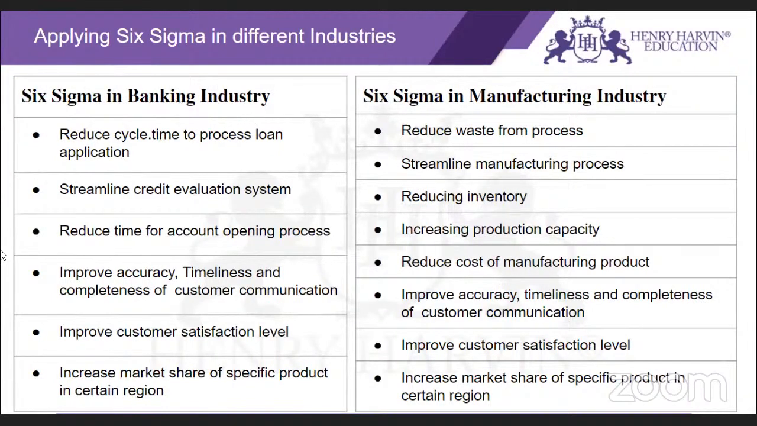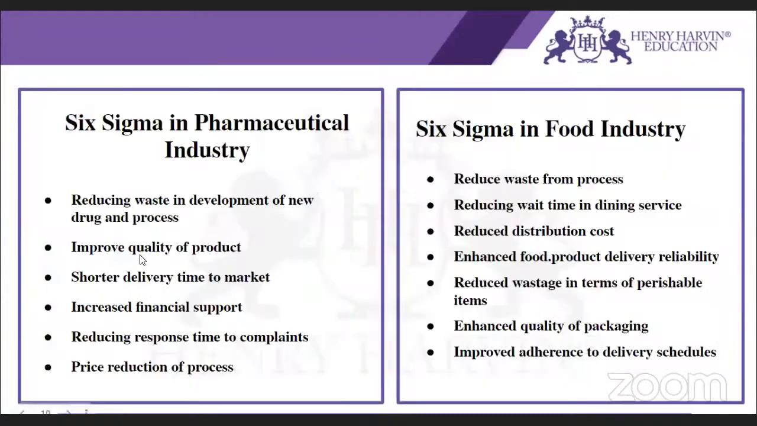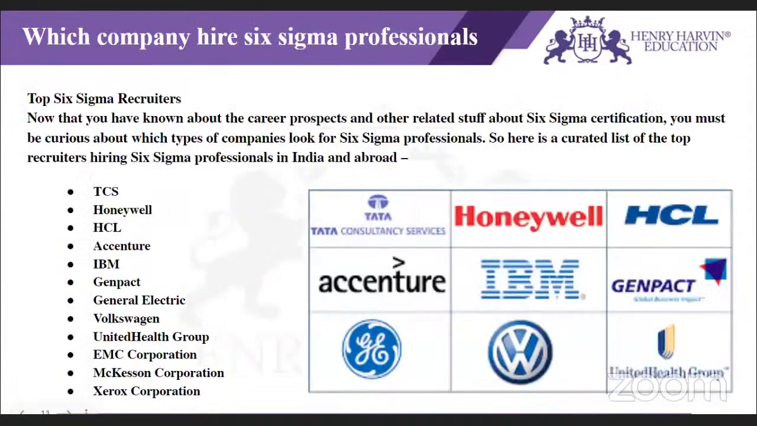In banking industry, in manufacturing, there are a few themes given for what you can do. In banking: streamline credit evaluation process, reduce time for account opening process. What can you do in manufacturing, in telecom, in hospitality? There are a few things given. Similarly for pharmaceutical and food industry, I don't want to read all this. A few companies' names are mentioned here who are top Six Sigma recruiters. These companies will always have Six Sigma openings.